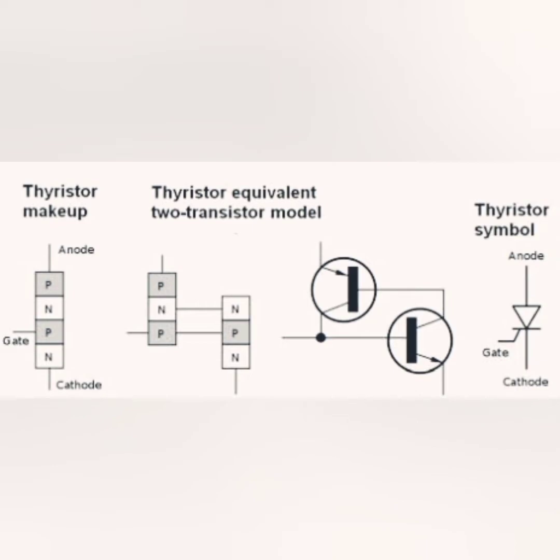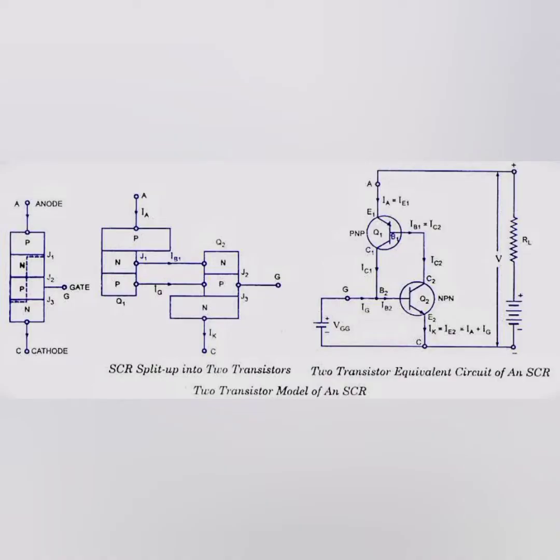Then the thyristor symbol is like anode and cathode connections, anode, cathode and gate connections with a small triangle symbol. Then coming up to the explanation diagram, here as I said, the junctions J1, J2 and J3 are in between your P and N, N and P, then P and N junctions.